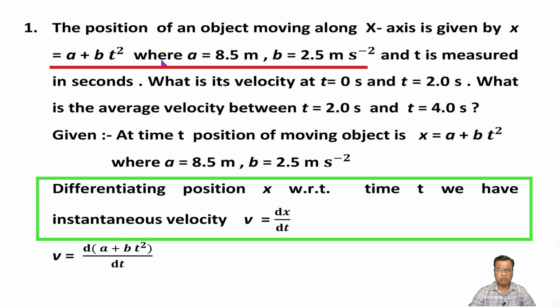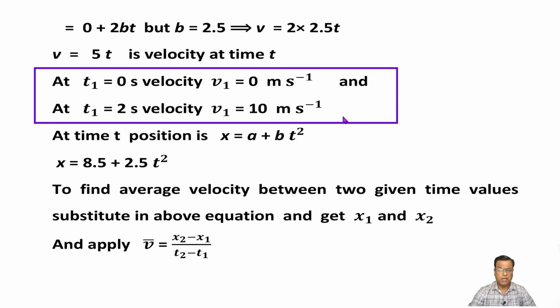Now, second question. What is average velocity between 2 second and 4 second? इसके लिए हमें at time t the position x equal to a plus bt square is given, ये दिया है। इसका हमें क्या करना है कि इधर हमें a और b की वैल्यू सब्स्टिट्यूट कर दी, तो हमें मिला x equal to 8.5 plus 2.5 t square. This is the position of x with respect to time.